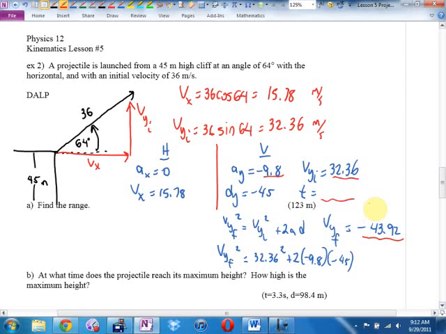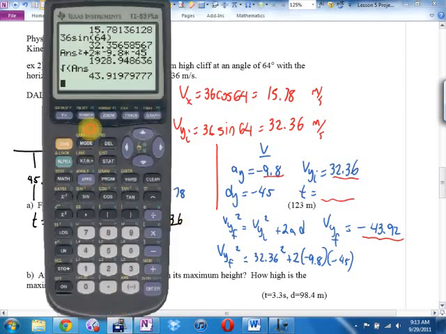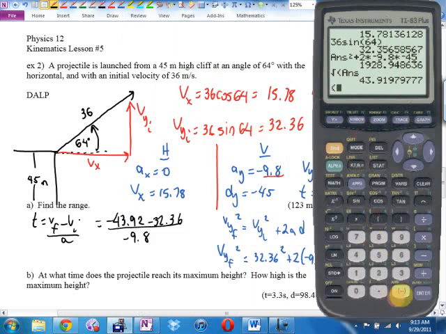And I love the fact that you got the T by itself. T equals VF minus VI over A, which is going to be negative 43.92 minus 32.36 divided by negative 9.8. Bracket, negative 43.92 minus 32.36, close bracket, divided by negative 9.8. I get a time of flight of 7.78 seconds.